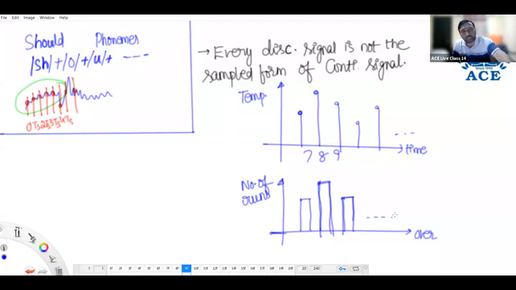That means you can have predefined discrete signals. The concept of sampling is needed only for multiplexing. Don't have a wrong thought. Whenever we want a discrete signal, we must compulsorily perform sampling, sir? That is a wrong thought. We can have predefined discrete signals.